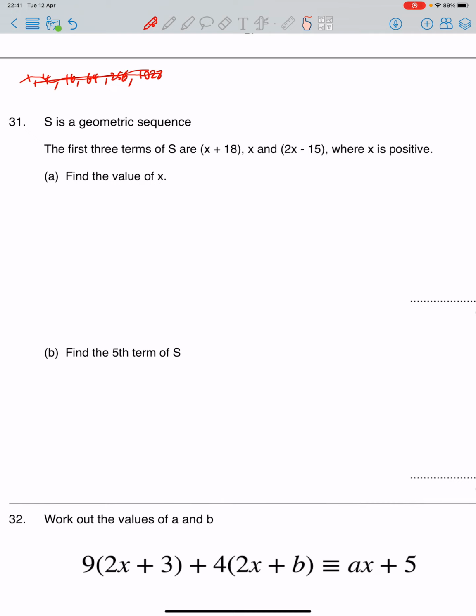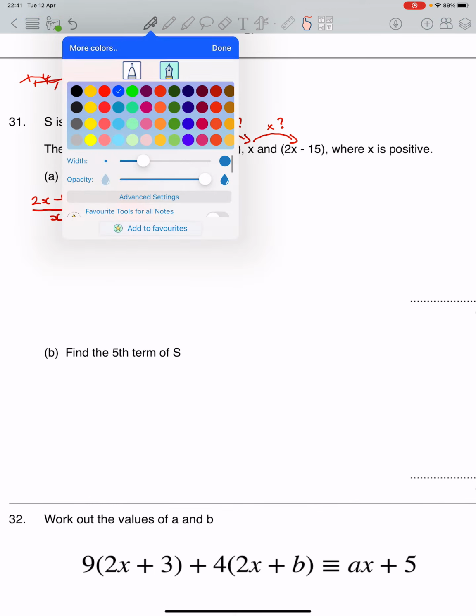Now, why is that relevant? Well, to get from x plus 18, which is the first term, to x, we have to times by something. And to get from x to 2x minus 15, we have to times by the same something. So in other words, if I take the third term, which is 2x minus 15, and divide it by the second term, which is x, that's the something that we need to times by. But also we can get that by doing the second term, which is x, divided by the first term, which is x plus 18. So we've created an equation here, and we're going to solve it.